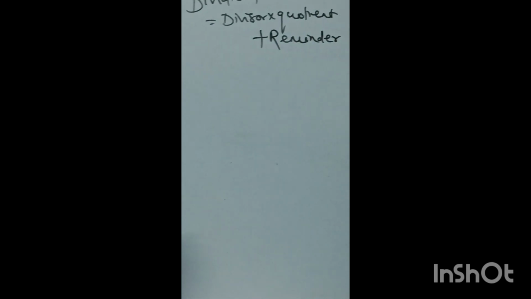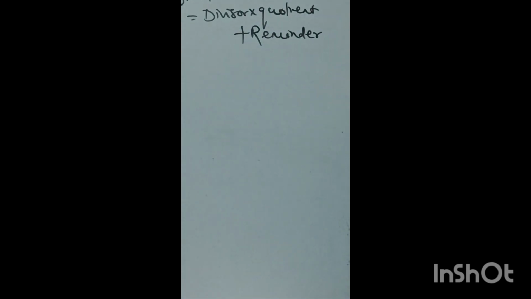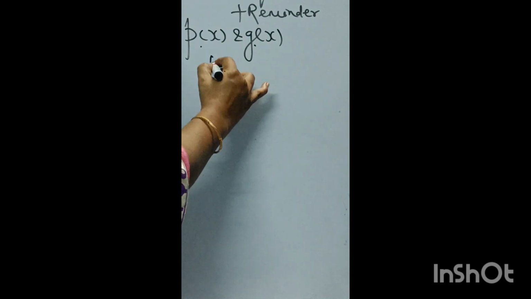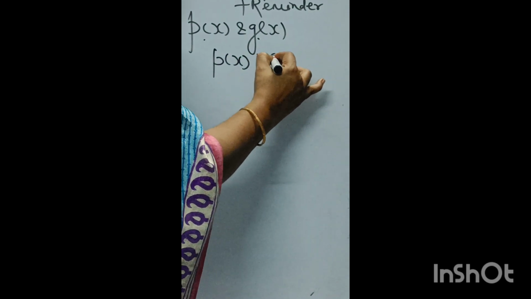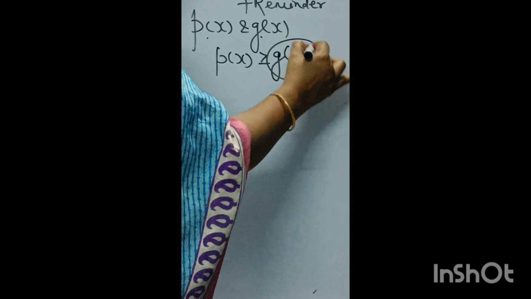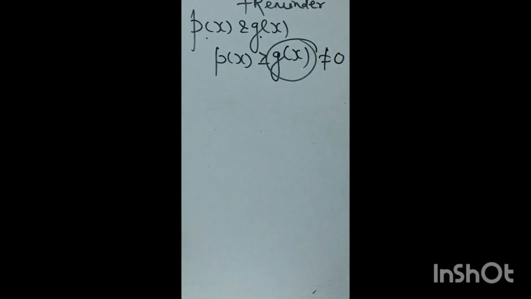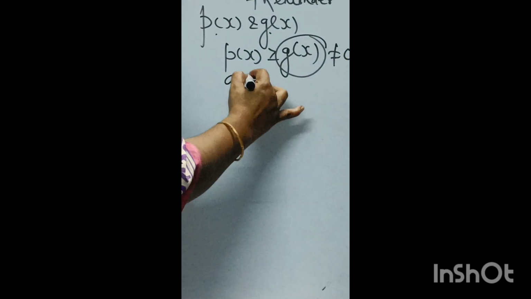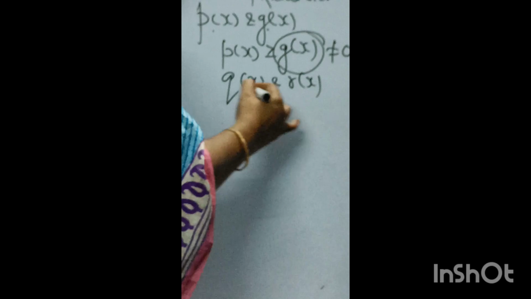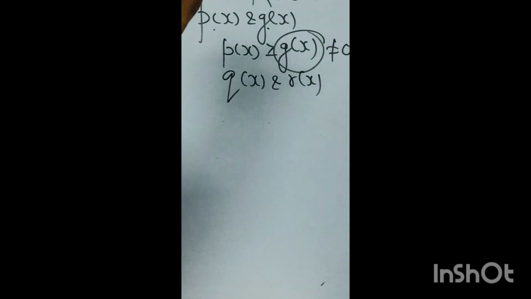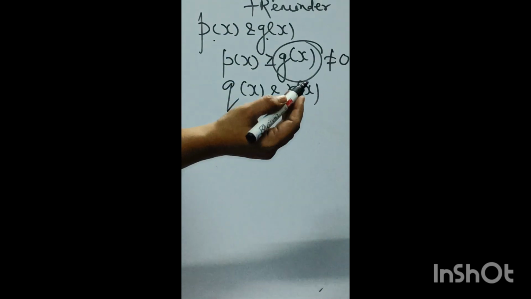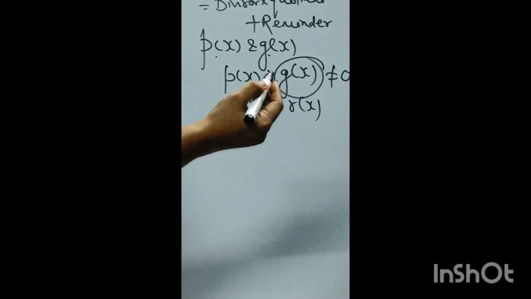And according to the remainder theorem, we have p of x and g of x, where the degree of p of x should be greater than or equal to that of g of x, and g of x should not be equal to 0. Then for the given polynomials, we get the quotient and the remainder as q of x and r of x. So according to the remainder theorem, this can be written as: p of x when divided by g of x gives the quotient as q of x and the remainder as r of x.